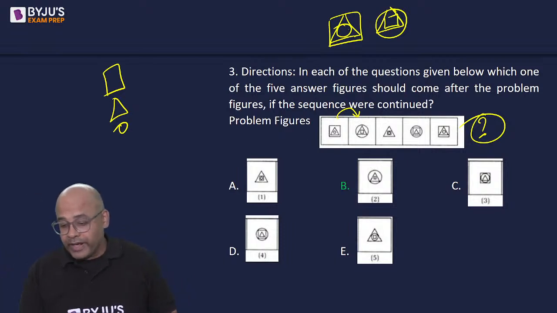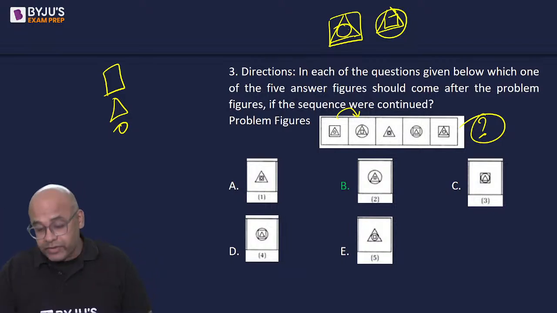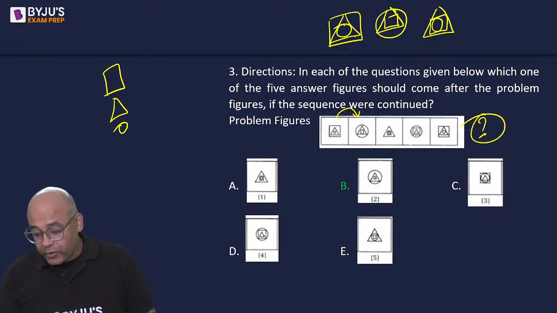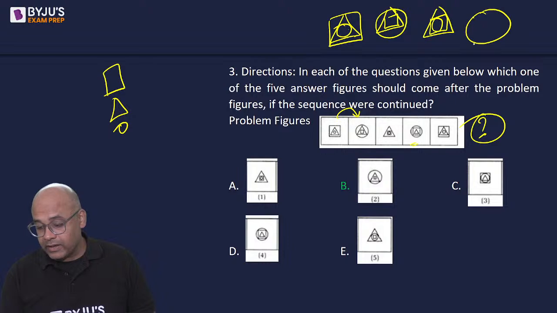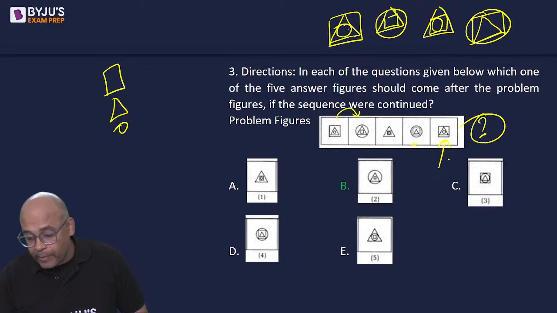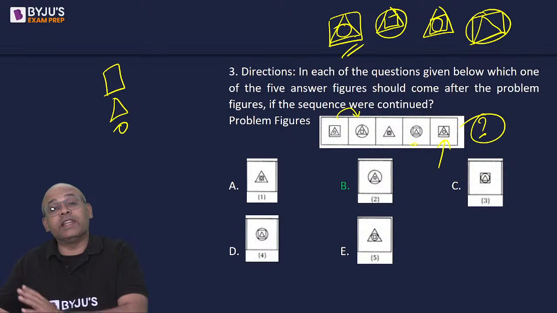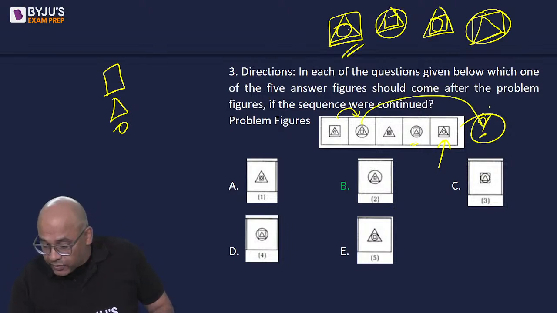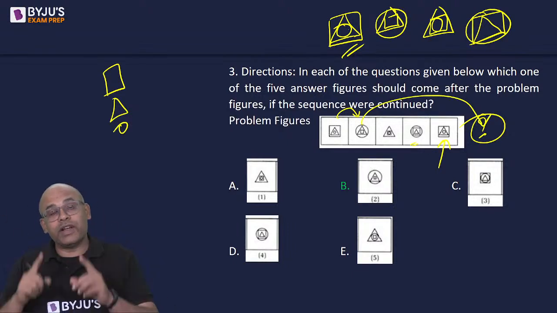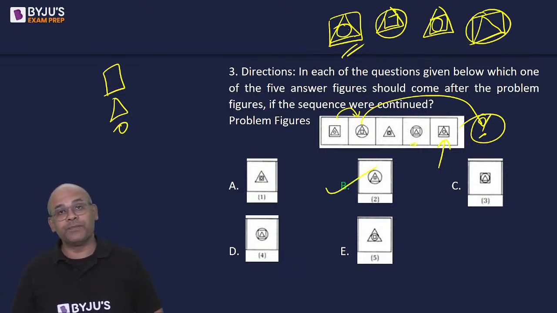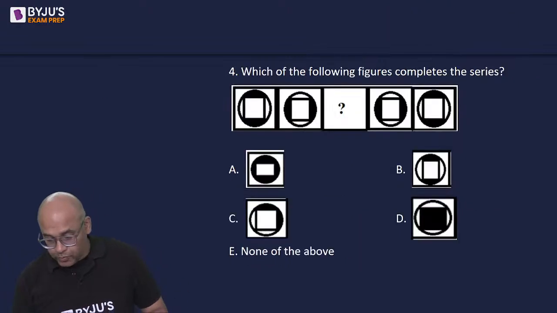Then if you move to the next one, this time it's the triangle which is outside, then the square which is inside, and the circle which is inside that. Then if you go to the fourth, you again have a circle, a square, and a triangle. And now if you come to this figure, it is a repetition of the first. So the series is getting repeated, which means the second figure should come here. So circle, triangle, and a square. Circle, triangle, and square is in option B, and therefore that is the correct answer. Very simple. Let's move on to the next one.